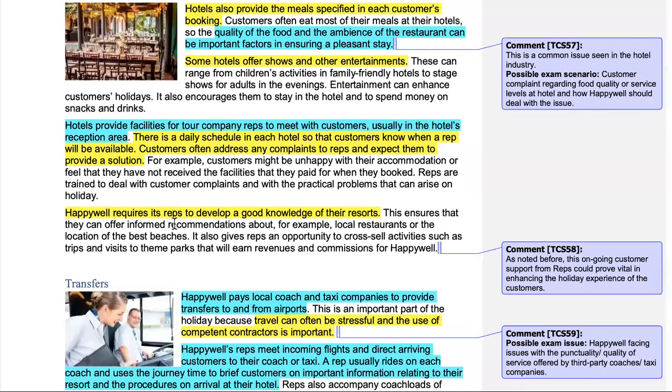And Happywell requires its reps to develop a good knowledge of their resort. Why? Because they represent us within the resorts. So as noted before, this ongoing customer support from reps could prove vital in enhancing the holiday experience of customers. So we have to ensure that these guys are properly trained, and they are properly trained in customer service. And on top of that, they have all the necessary information about the services which we offer. And we have to ensure that they are kept updated whenever our packages or services are changing. We have to keep these guys updated at all times.